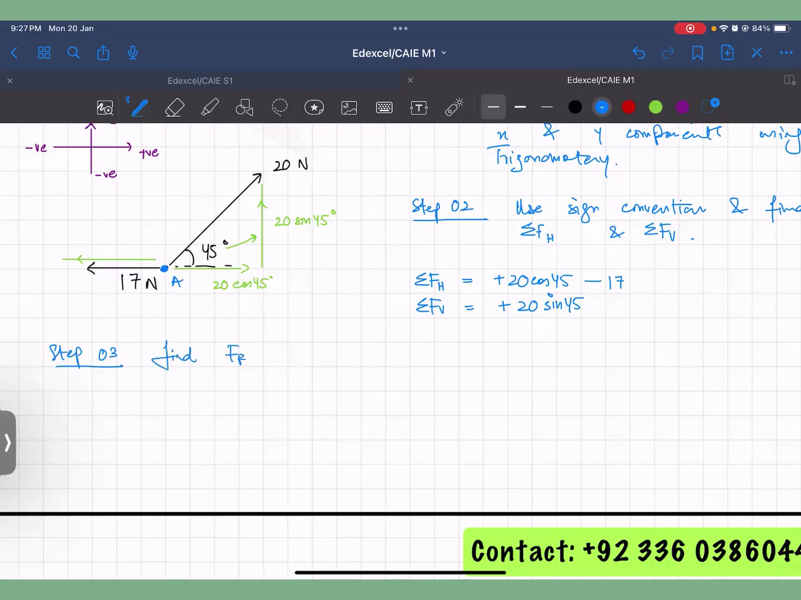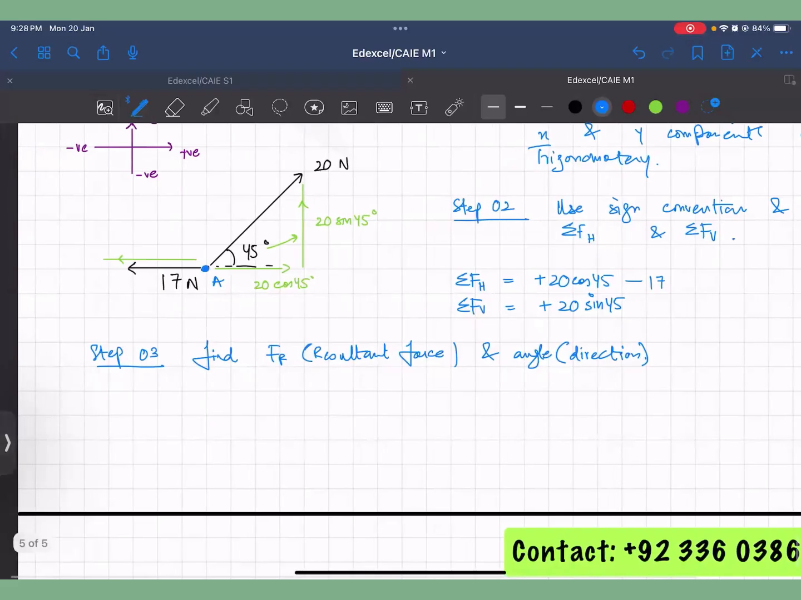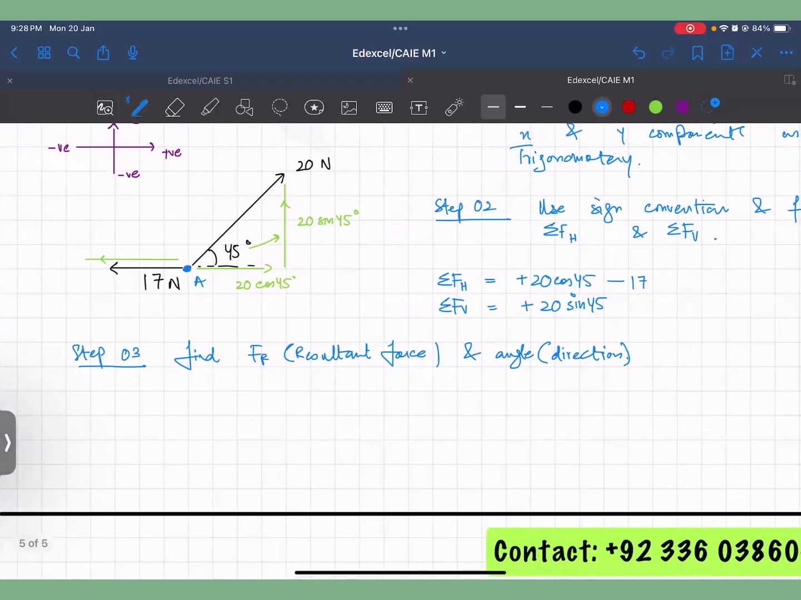The next thing is to find FR. FR is the resultant force. We'll see the formula for that, and the angle as well, the direction, because this is a vector. You are finding the resultant vector. A vector always has a magnitude and a direction. For the direction, we find an angle and then give a reference from where this angle is being taken.